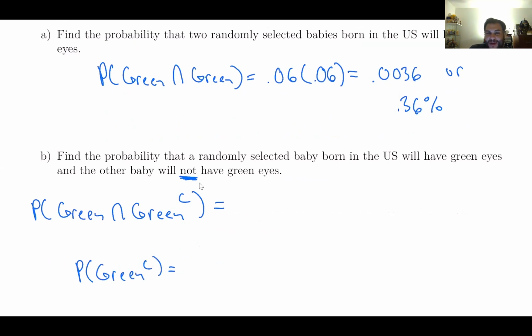Because I know the probability that a baby has green eyes is 6%. So if I want to find the complement of that, all you have to do is 1 minus 0.06, which is 0.94.